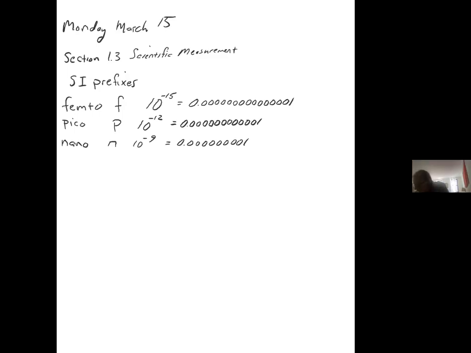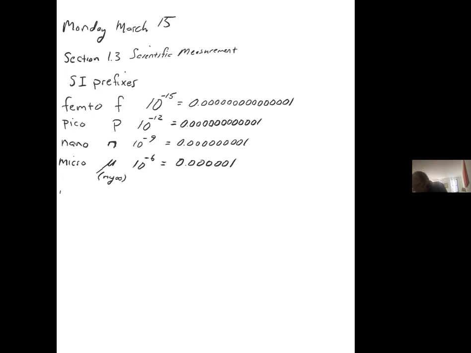Then we have micro. And the symbol here, by the way, this is an n, just so you're clear. This is called a mu. I'm going to write this underneath it. Mu. Kind of weird. It's a Greek letter. 10 to the minus 6. So I'm going to put 5 zeros. 1, 2, 3, 4, 5, and then a 1.